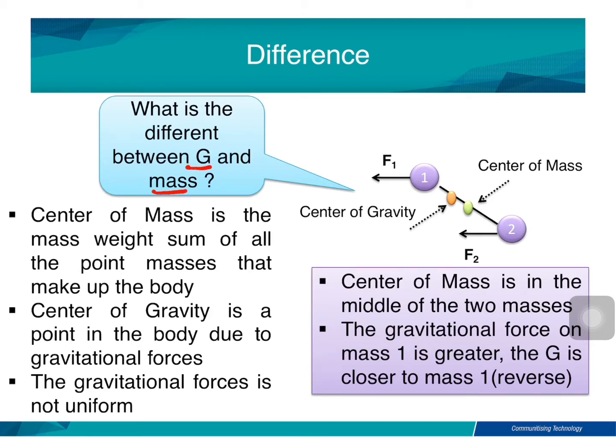You may refer to this figure. Now we have two particles here, particle 1 and particle 2. The center of mass is in the middle of the two masses. And then for the center of gravity, mass 1 is greater, so the center of gravity is close to mass 1. Okay, so that is the difference.